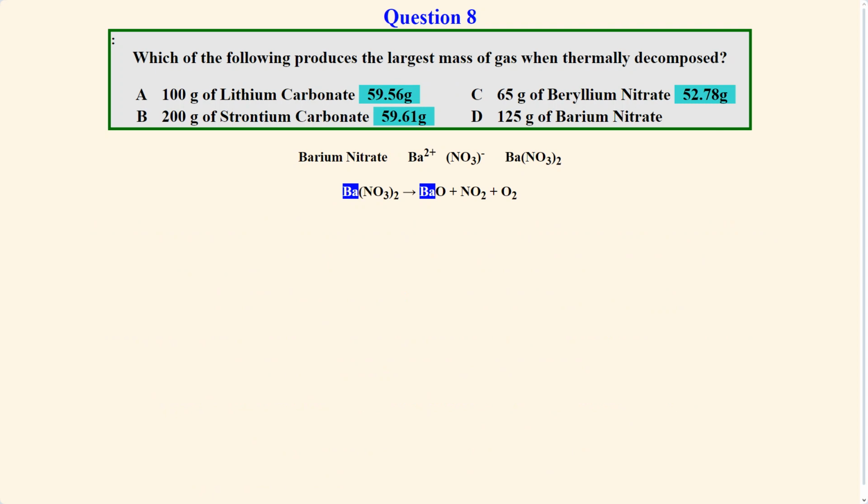We see that we've got 1 atom of barium each side, so that's fine. The nitrogen, we've got 2 on the left. On the right, at the moment, we've only got 1, so we need to put a 2 in front of the NO2.